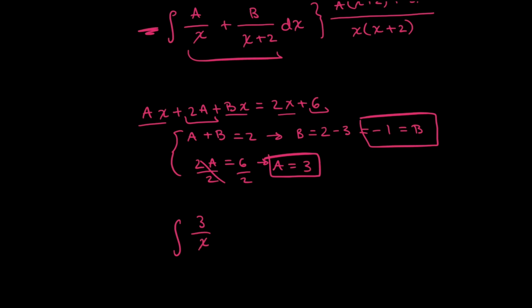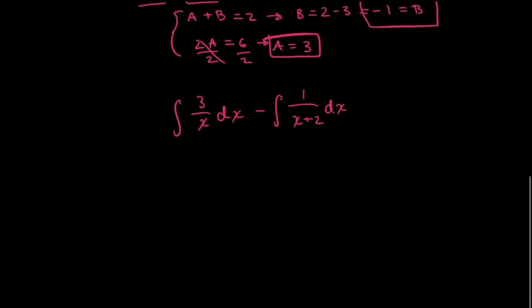While I'm at it, I'll separate that into two integrals because I think that's easier to solve. Because my b is negative, I can take that negative outside of the integral, and I have 1 over x plus 2 dx. The first integral is relatively simple to solve. If you take out that constant 3, then you just have 1 over x, which is just ln x.